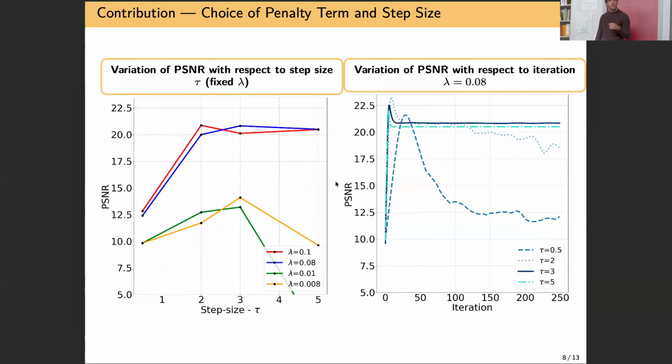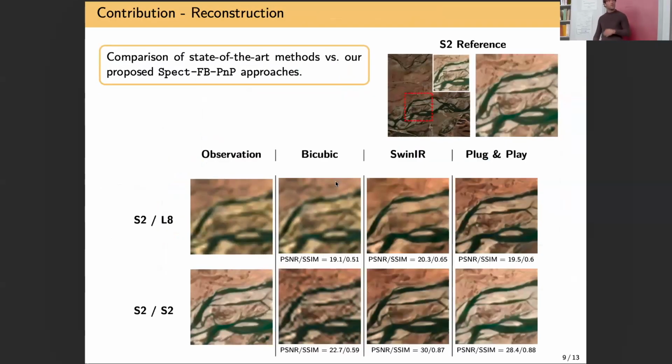And you can see also the impact of the step size on the right image when we compare the evolution for different reconstruction methods with respect to the iteration. So you can see that for some step sizes, for example here, the step size equal to 3 and 5, we have a convergence that remains stable along the iteration. But for other step sizes, for example tau equal to 2, we obtain a maximum of PSNR, but after that, we have an important decrease of the value. And that's not what we want.